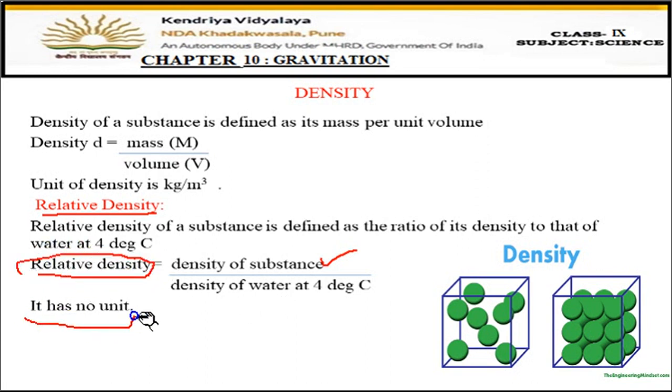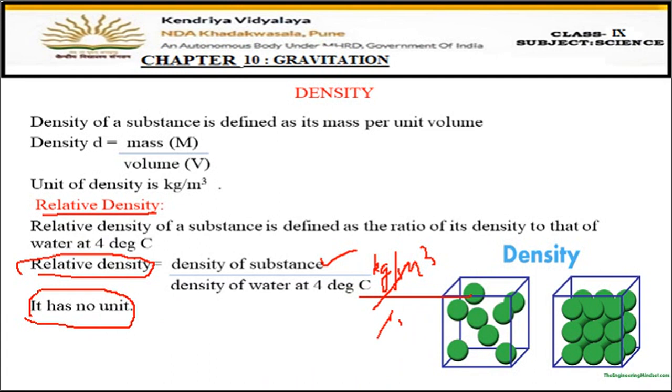And it has no unit, because we are just finding the ratio of these two densities. Both are densities, so both units will be the same and they will get cancelled. Density of a substance will have kg per meter cube, and the density of water will also have the same unit, so both will get cancelled. So relative density has no unit.